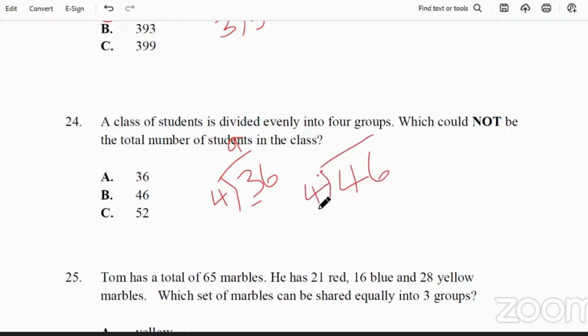All right, 46. Let's see, 46 divided by 4. 4 into 4 goes 1. 4 into 6 goes 1, but there is a remainder of 2. So there's a remainder of 2 for this one.